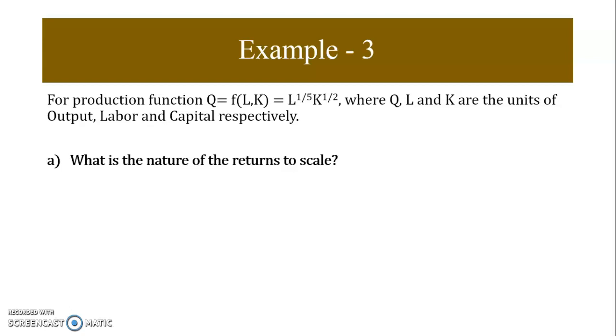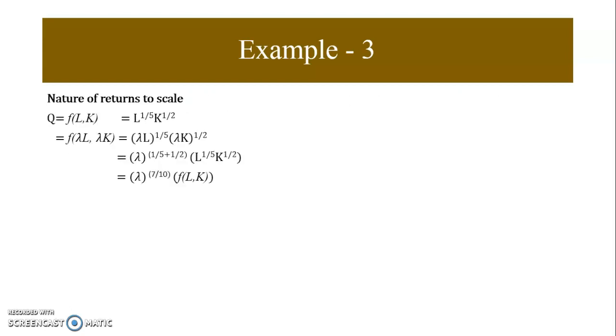Please watch the videos on homogeneous functions if it is not clear. If it is clear, then you can simply move on. In this case, just add lambda along with L and K, replacing L with lambda L and K with lambda K. When you replace it, you can take lambda as common.